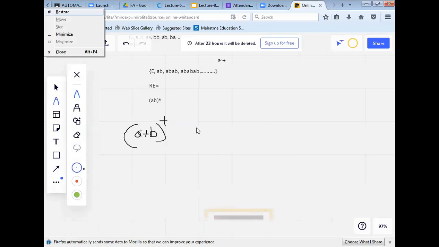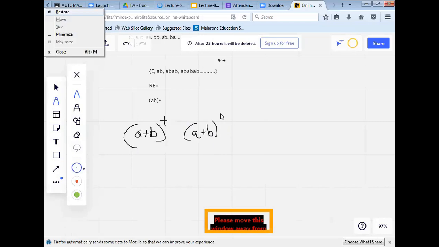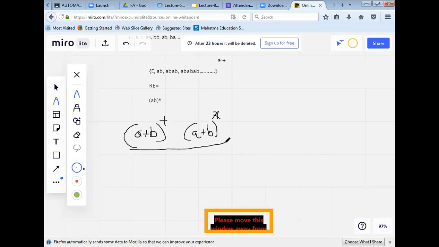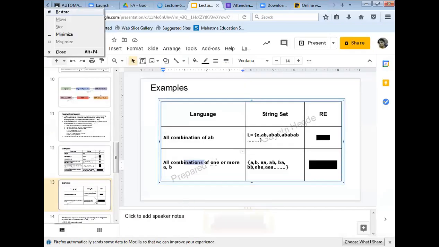Okay. So if you write (A or B) star, it is any combination of AB, that is zero or more number of AB. This is also any combination of AB, but it is one or more number of AB. I hope you got the difference between (A or B) whole plus and (A or B) whole star. Did you get the difference between these two? Fine. We'll move on to the next example then.